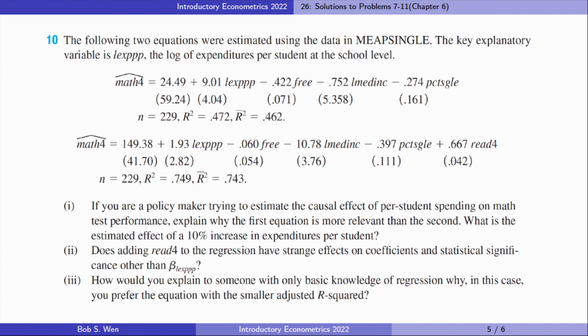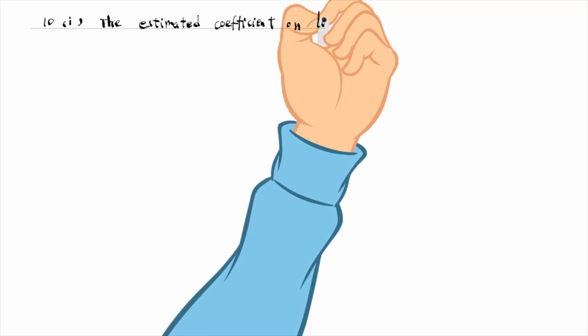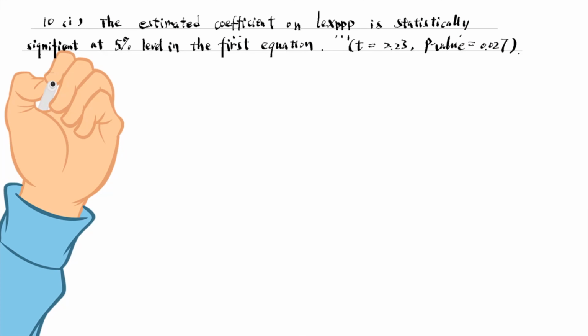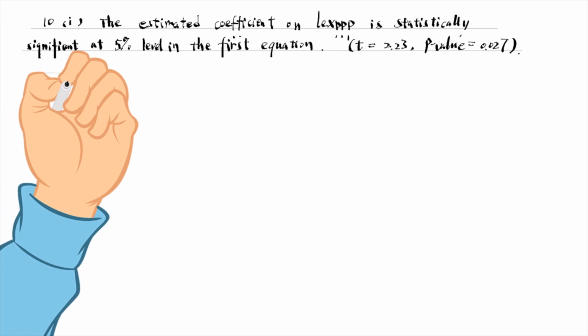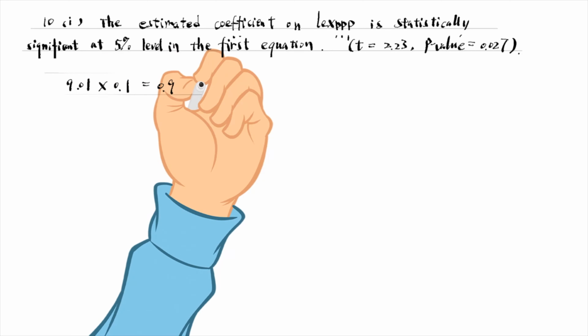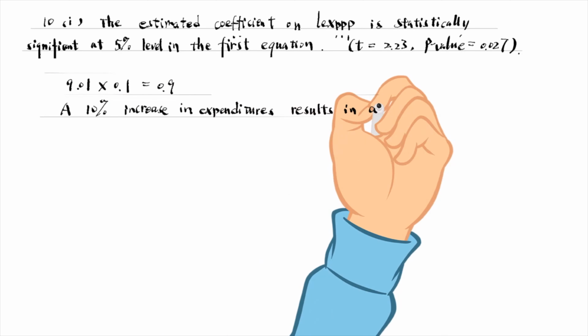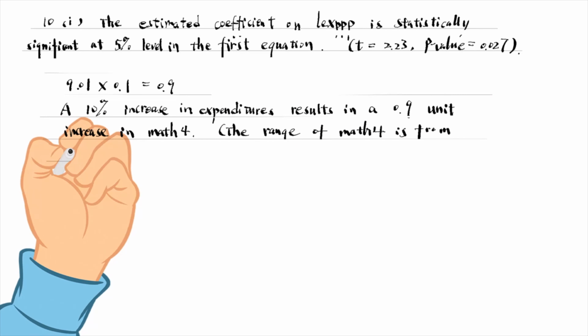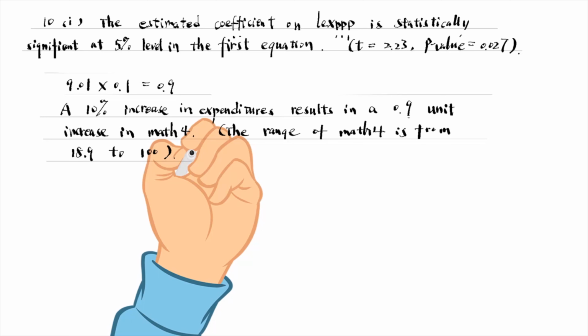Let's find the answer to problem number 10. The estimated coefficient on the log of expenditures is statistically significant at the 5% level in the first equation. It is not significant in the second equation. According to the first regression, a 10% increase in expenditure results in a 0.9 unit increase in the math test performance measure. The range of the math test performance measure, math 4, is from 18.9 to 100. So it's not a big effect.